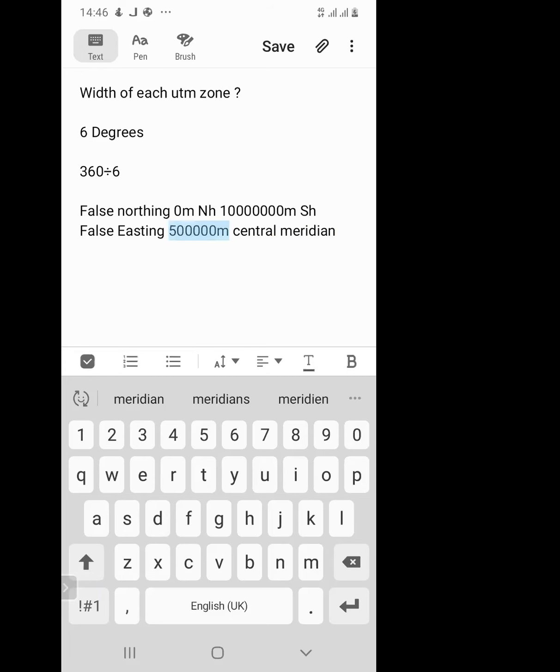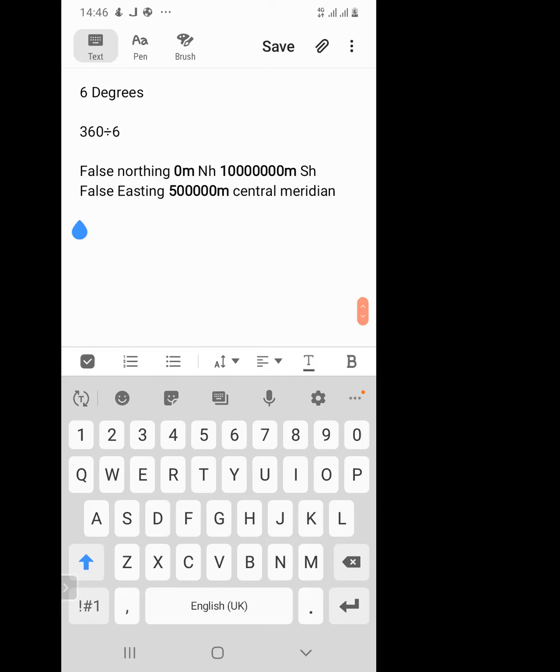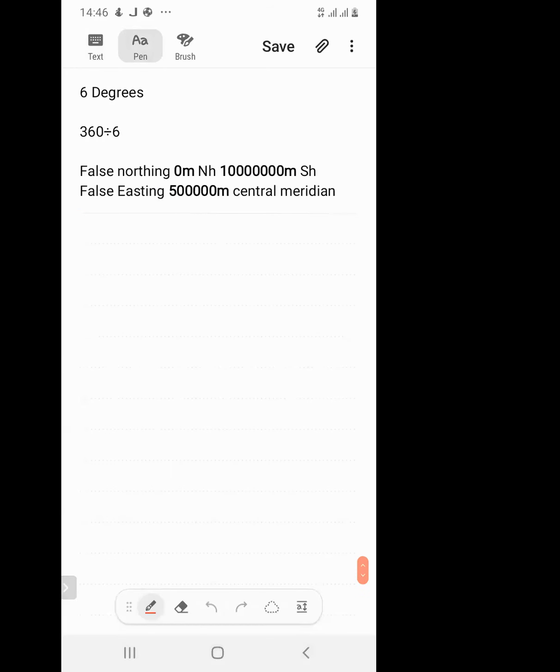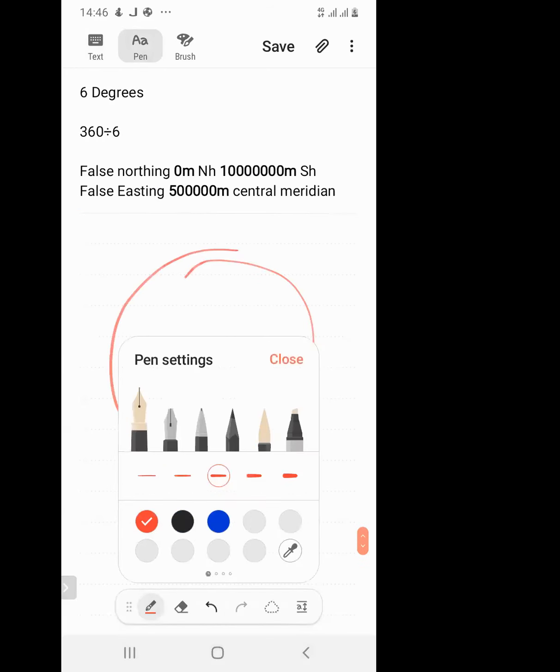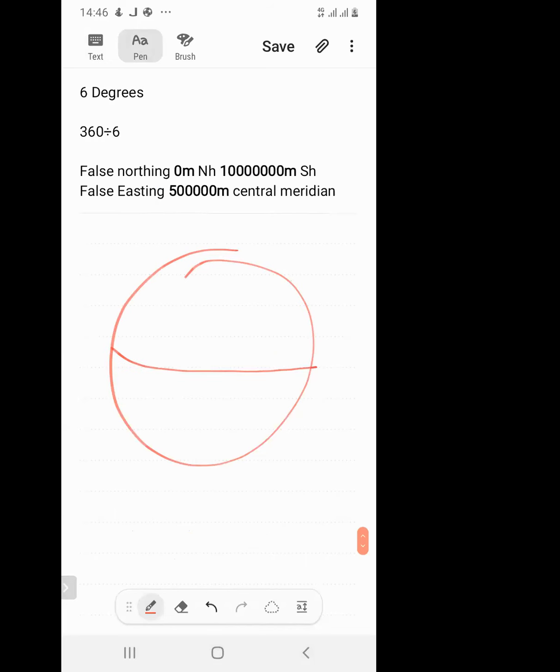So now, that is it over there. 500,000 meters and then 0 meters. Okay, so if I'm to draw, then it will look more like the round earth. Okay, so 0. So those down here, you're going to get negative values. Here, they are getting positive values. So at a point, use 10 million, and at a point, use 0.